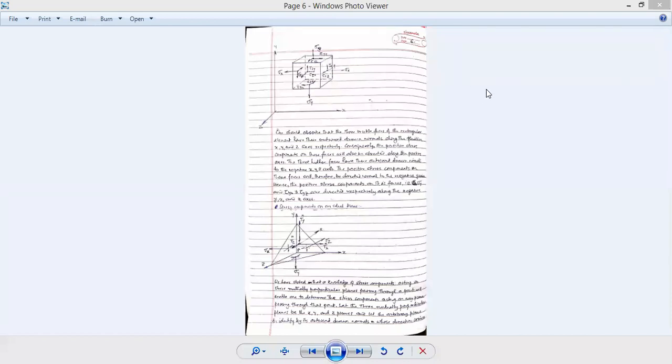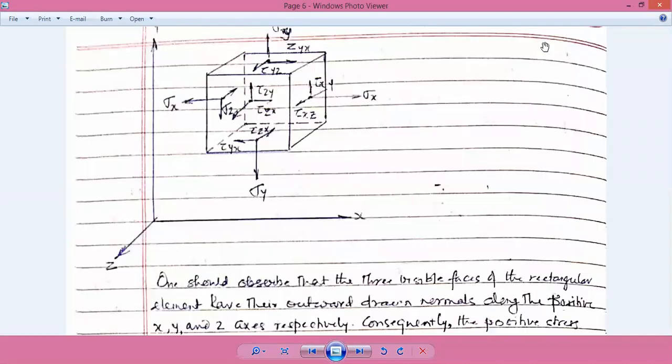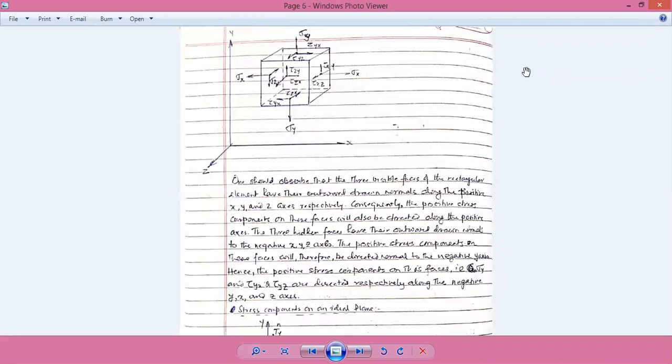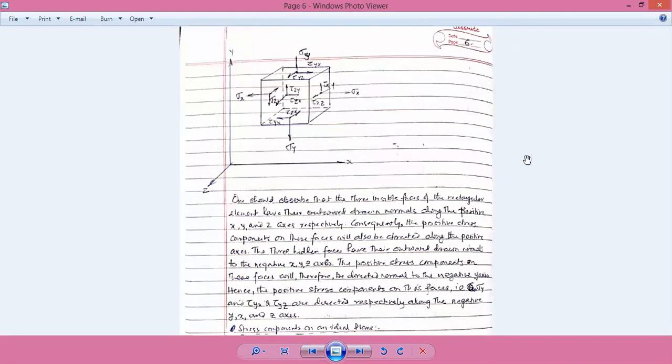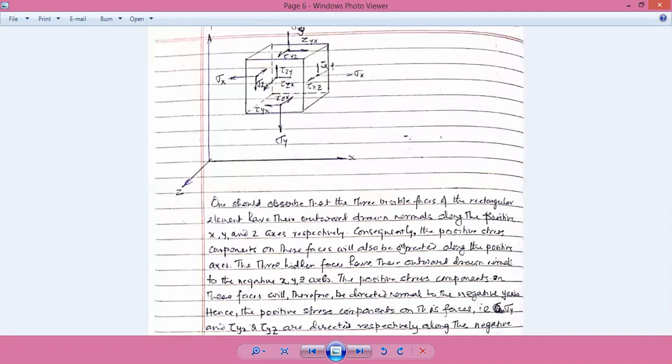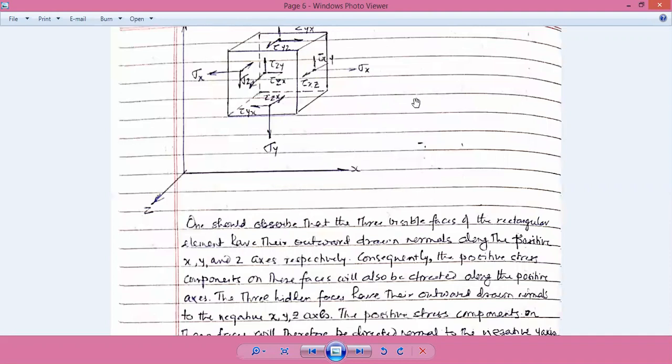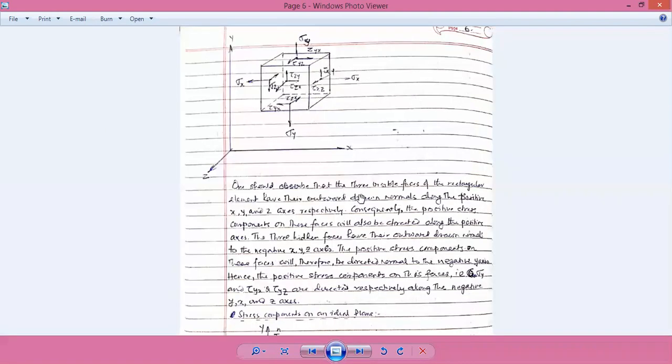What we are having here, one should observe that we have a three-dimensional coordinate system x, y, z, and we have one cube here. Of the faces of the cube, this face is visible to us, this face is visible to us, and this face is visible to us.